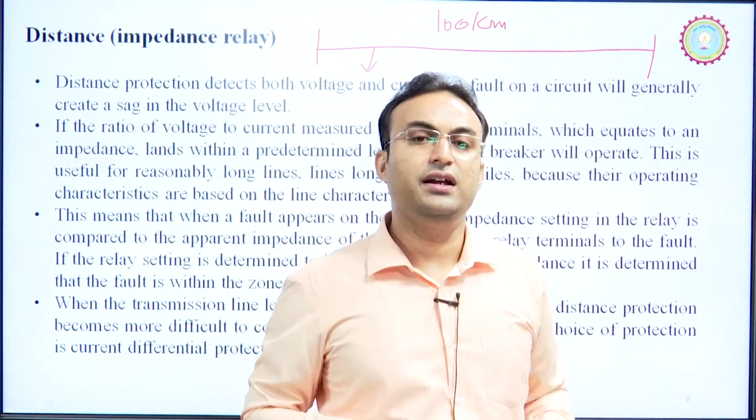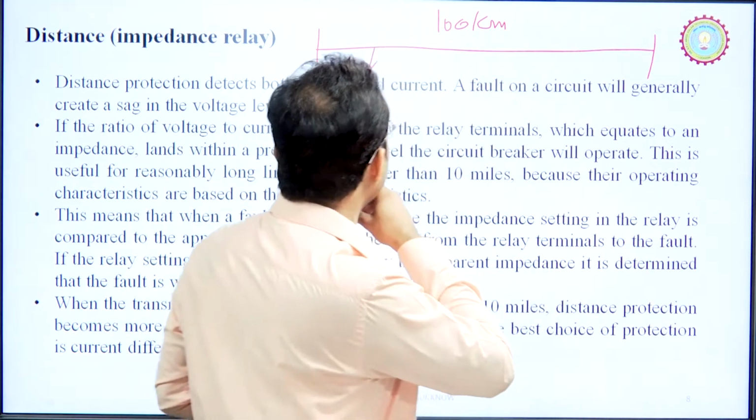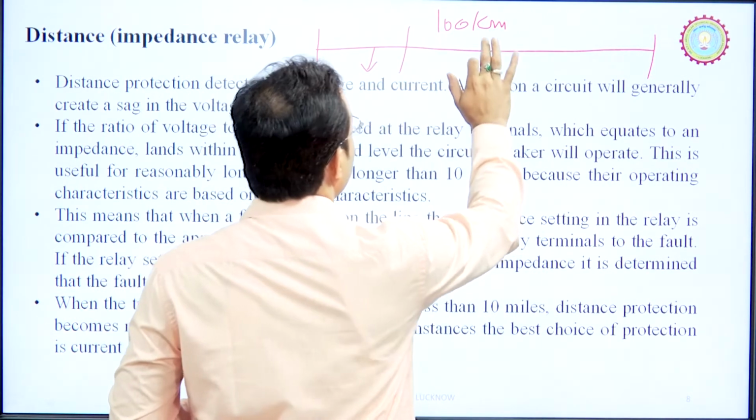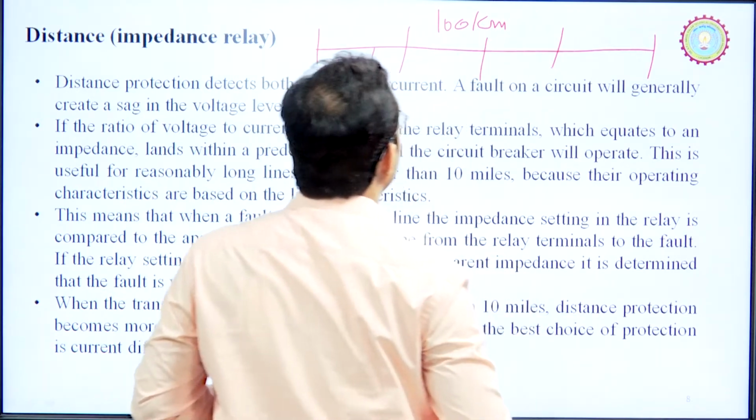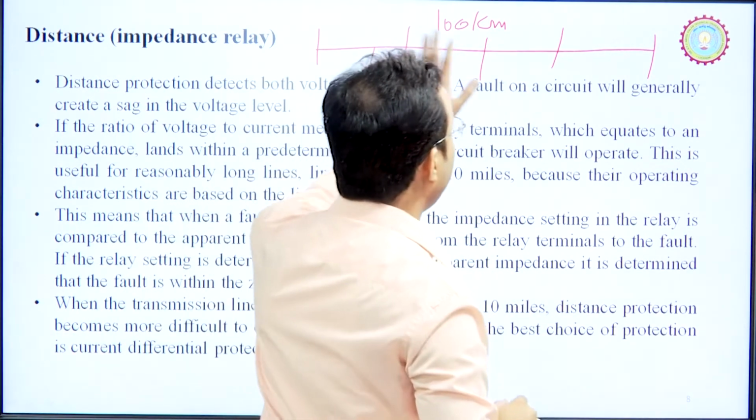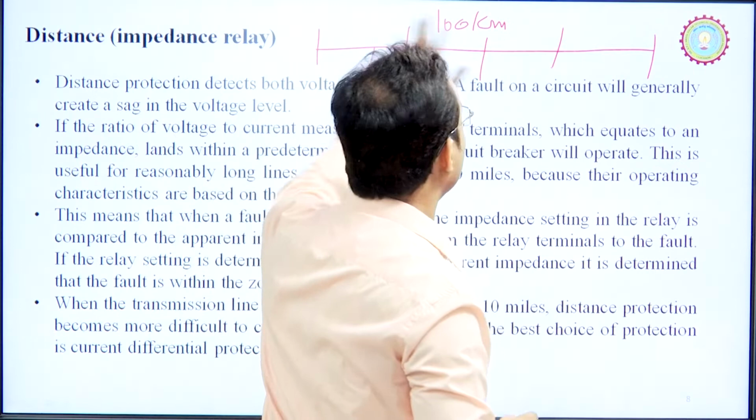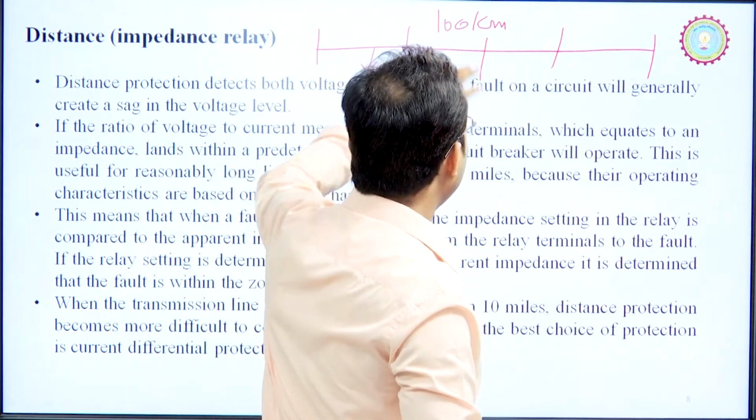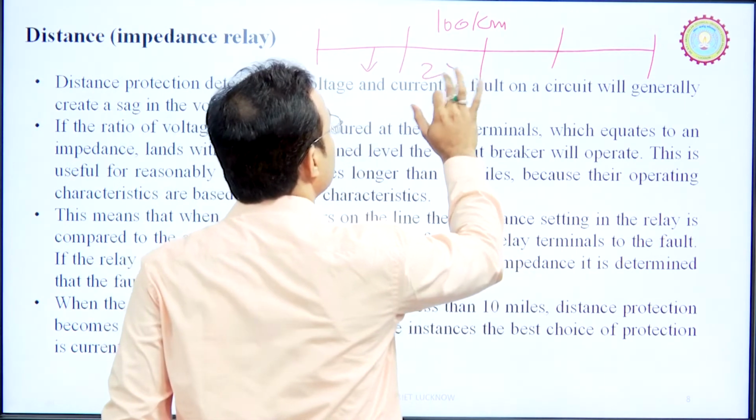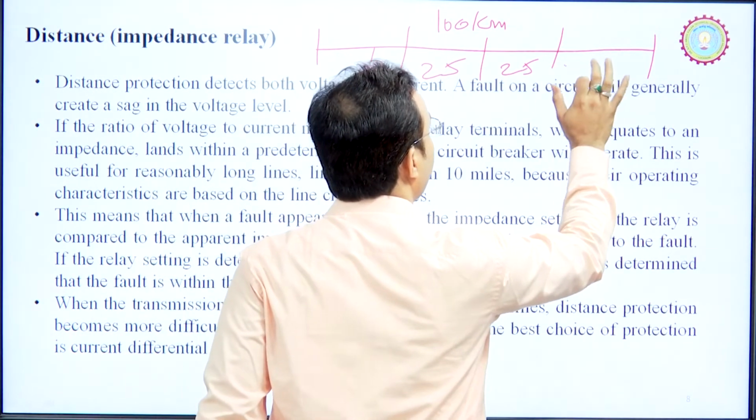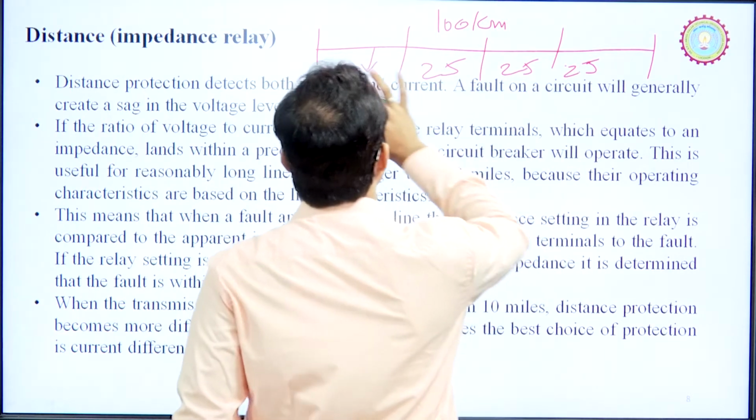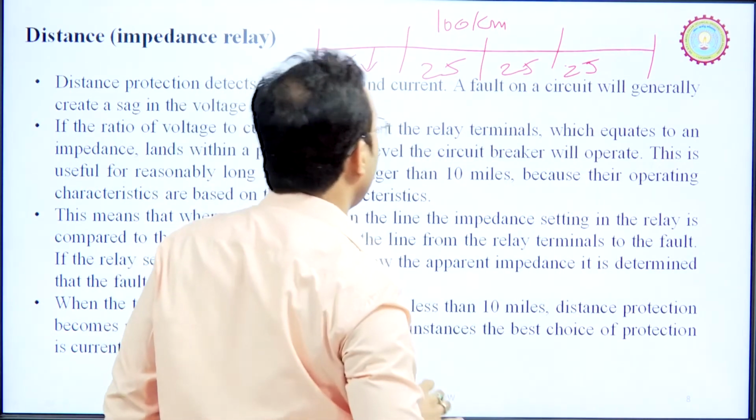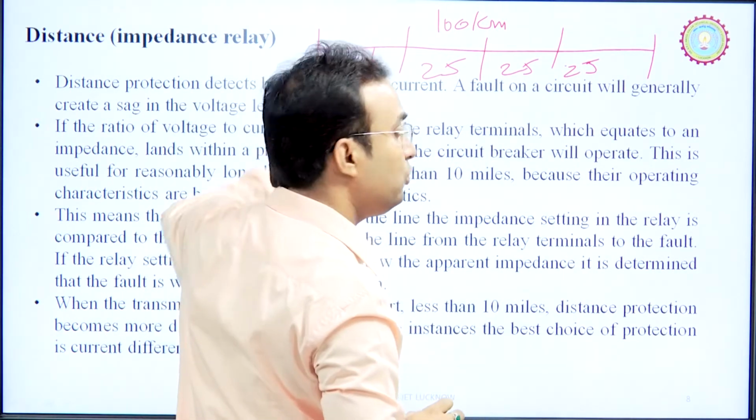So, we can understand one more thing: we can divide this whole line into zones. Suppose we have these 4 zones. A 100 km line is divided into 4 zones. So, now we have 25 kilometer zones, and suppose we have a fault in one zone.